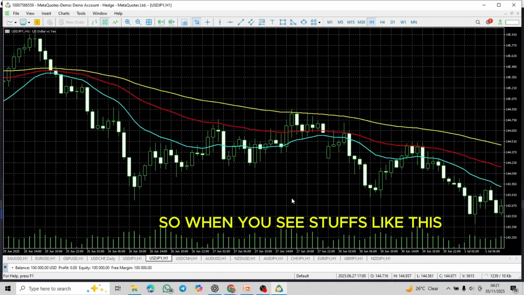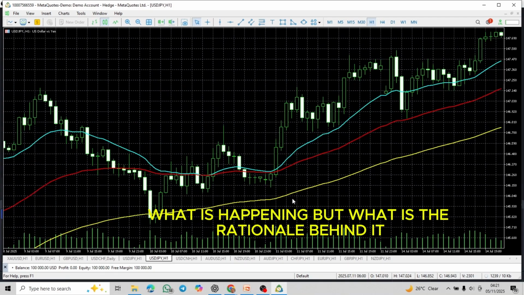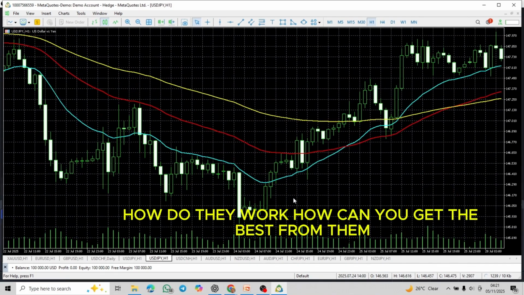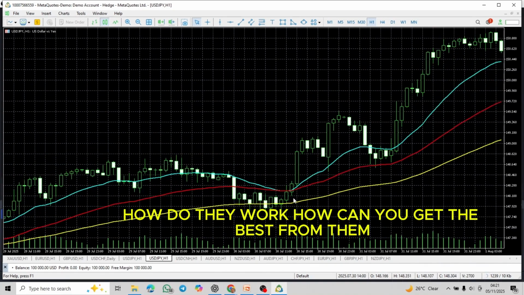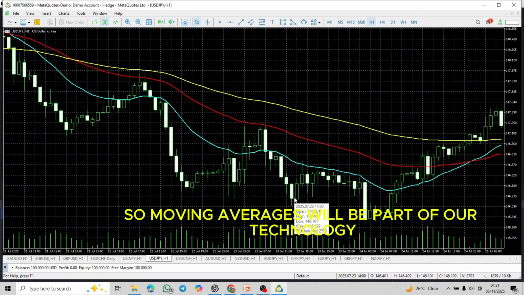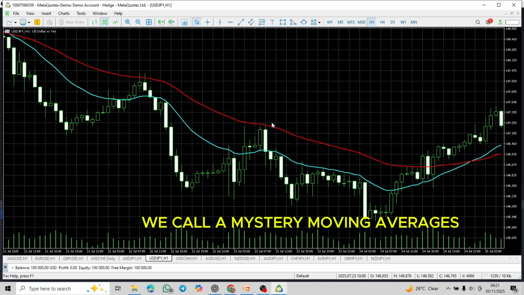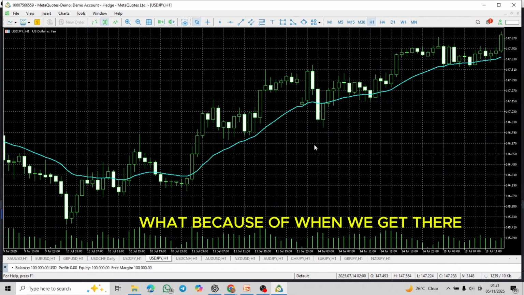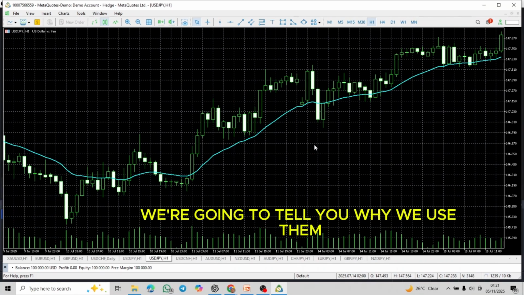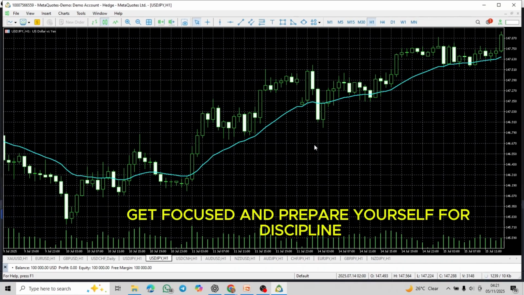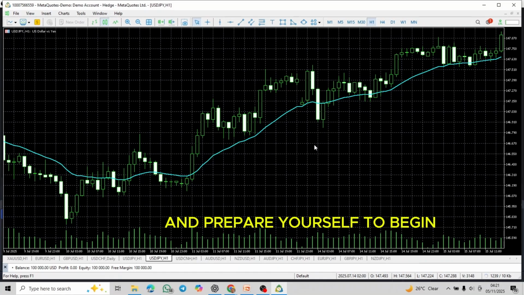So when you see stuff like this, you say, wow, what is happening? But what is the rationale behind it? How do they work? How can you get the best from them? So moving averages will be part of our technology, but as I told you before, we make use of moving averages we call mystery moving averages. Why? Because when we get there, we're going to tell you why we use them. So get prepared, get focused, and prepare yourself for discipline.